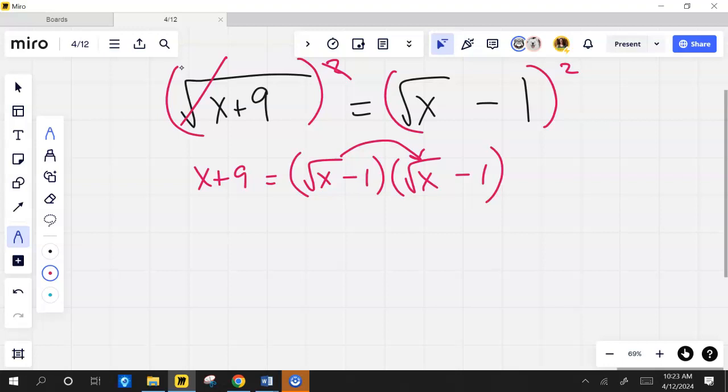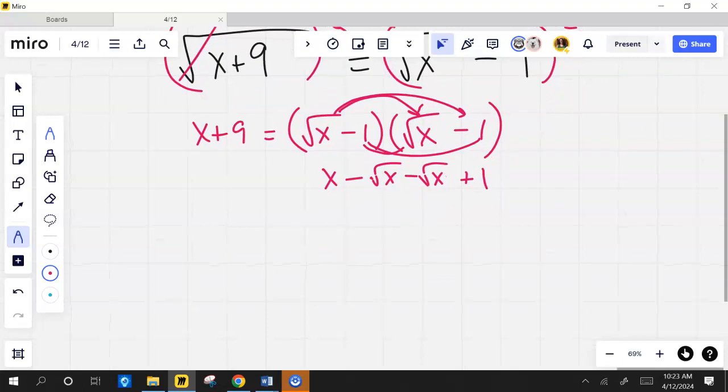Square root of x plus square root of x, square root of x times square root of x is what? X minus the square root of x minus the square root of x plus 1. I'm kind of going slow through this because I want you to see what happens here. I've got x minus, what does this become in the middle? 2 square root of x, right? So minus 2 root x plus 1.